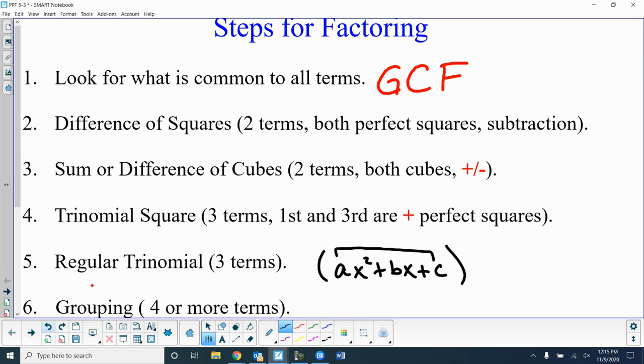If I have to factor anything, first thing I always think about is if I have a GCF in the problem.